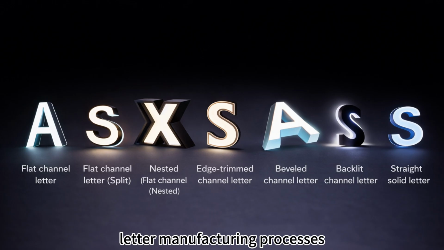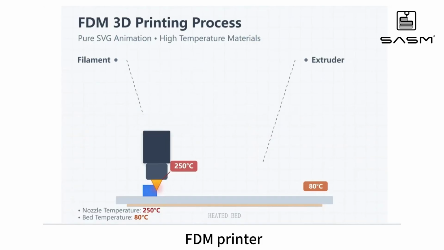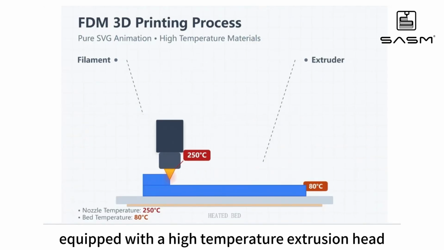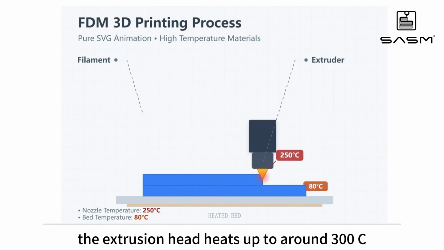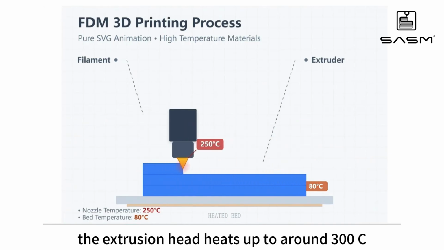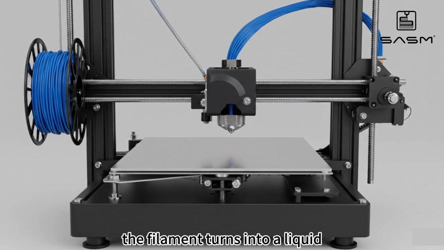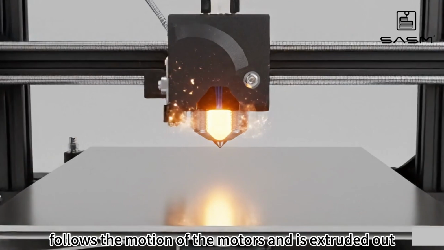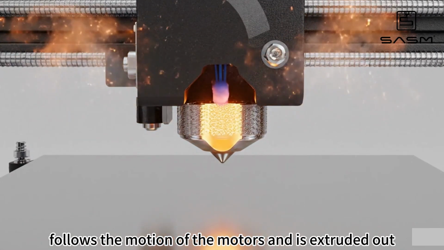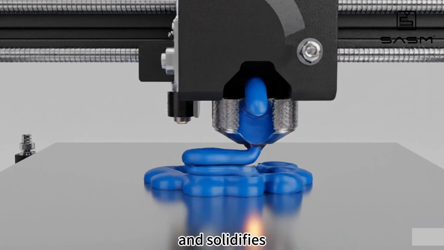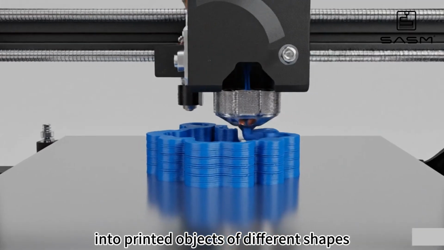FDM, fused deposition modeling. An FDM printer is essentially a moving motor system equipped with a high-temperature extrusion head. The extrusion head heats up to around 300 C. Under high temperature, the filament turns into a liquid, follows the motion of the motors, and is extruded out, then deposited onto the heated bed, where it cools and solidifies into printed objects of different shapes.